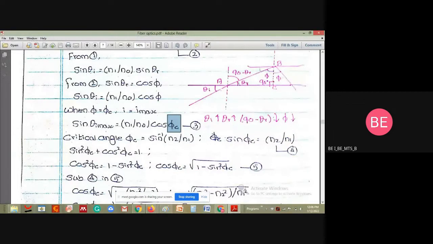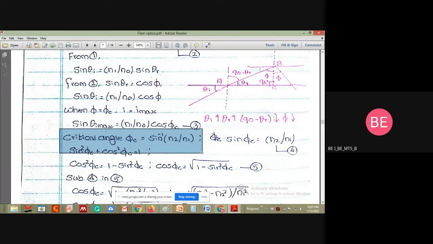So this is your equation number 3: sine theta i max is equal to n1 by n naught into cos phi c. We already know the definition for critical angle, right? Critical angle phi c is equal to sine inverse of n2 by n1. You can please write it down. After equation number 3, you can write: from the definition of critical angle, phi c is equal to sine inverse of n2 by n1.